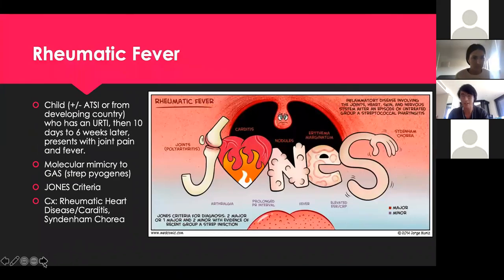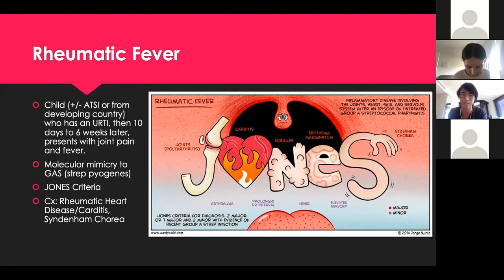And that's pretty much it for your congenital heart disease. The others are a lot smaller as far as relevance goes, but you still need to know them. So we've got rheumatic fever. What you're going to get is a child who might be of Aboriginal or Torres Strait Islander origin or from a developing country. They're going to get an URTI. This URTI is going to be a streptococcal pharyngitis.